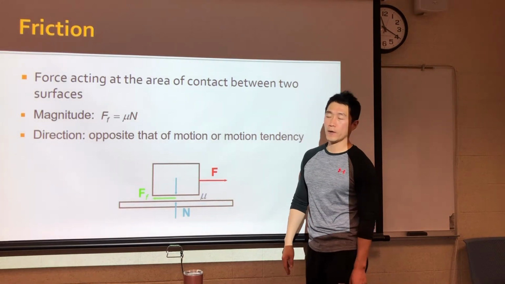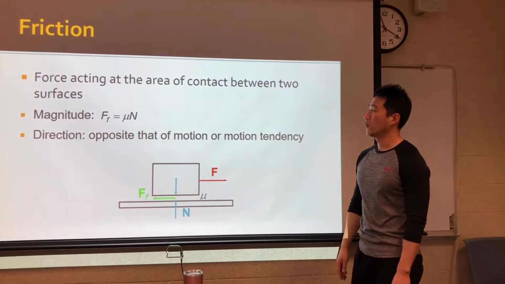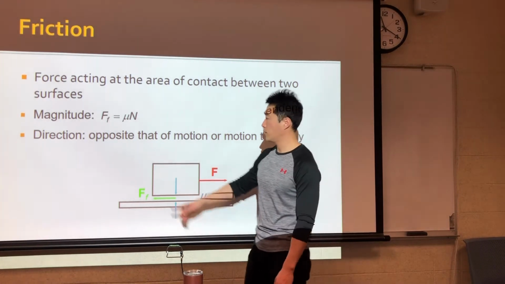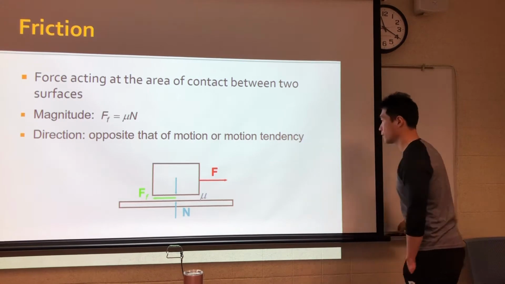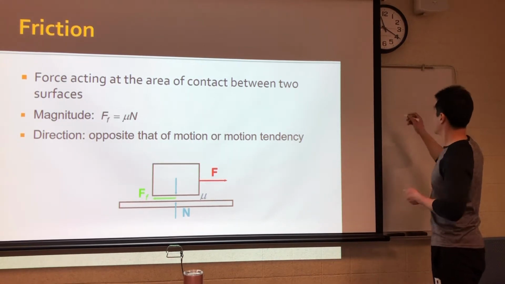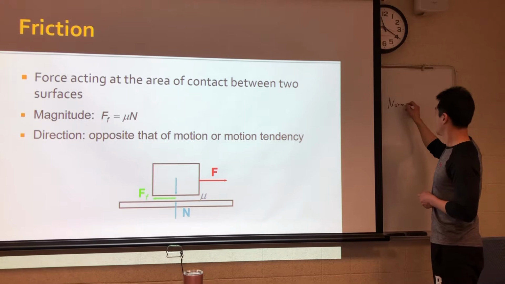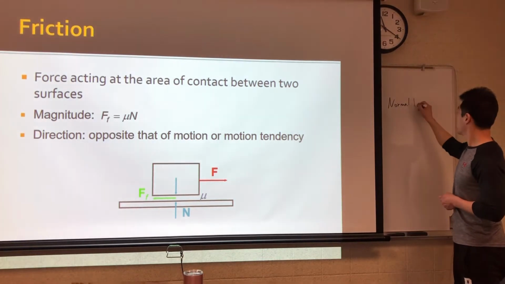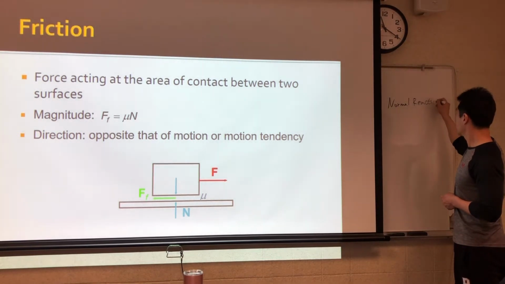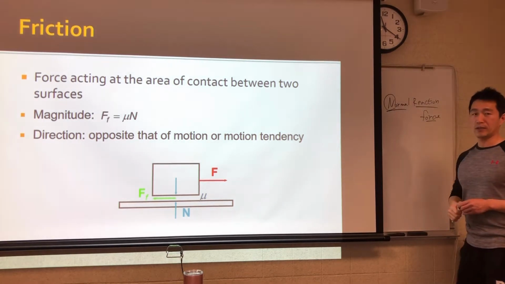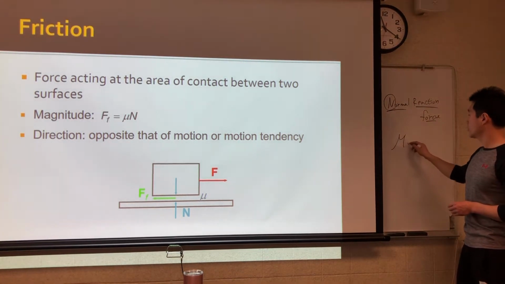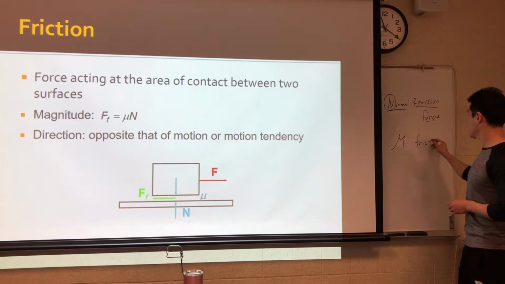So you can quantify the magnitude of friction by multiplying mu times N. Here N means normal reaction force. Okay, normal reaction force. N came from this N, and then here mu means friction coefficient, okay?